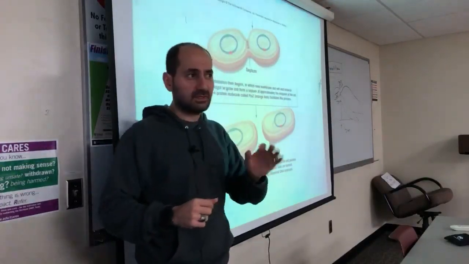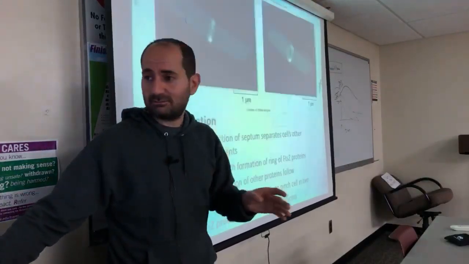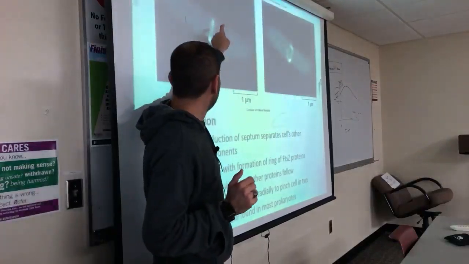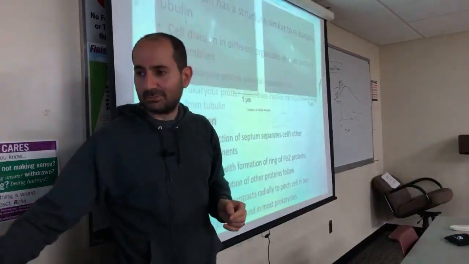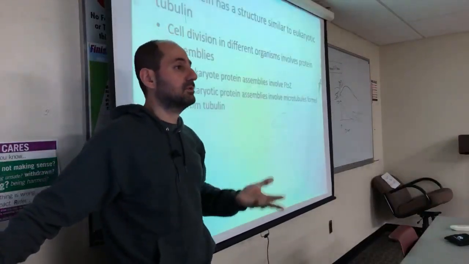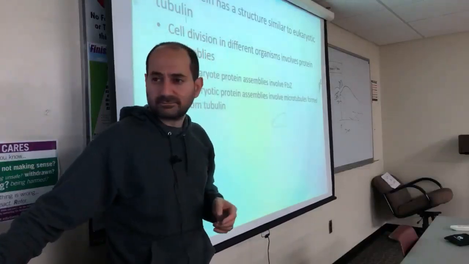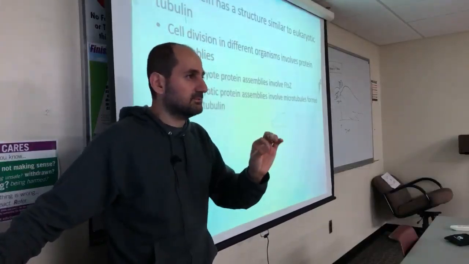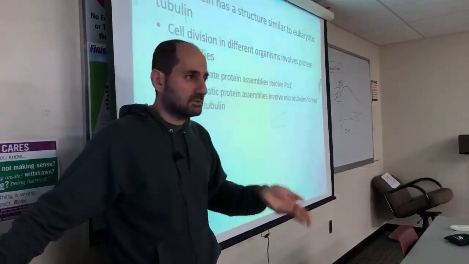FtsZ, yeah, FtsZ and other FtsZ proteins, but FtsZ is the main one, because you can see here, the FtsZ forms a ring right at the spot where the septum's going to form, and then the septum forms. So FtsZ proteins are most responsible for that septum formation. Just like, remember, microfilaments are most responsible for the cleavage furrow. FtsZ is most responsible for the septum, right?